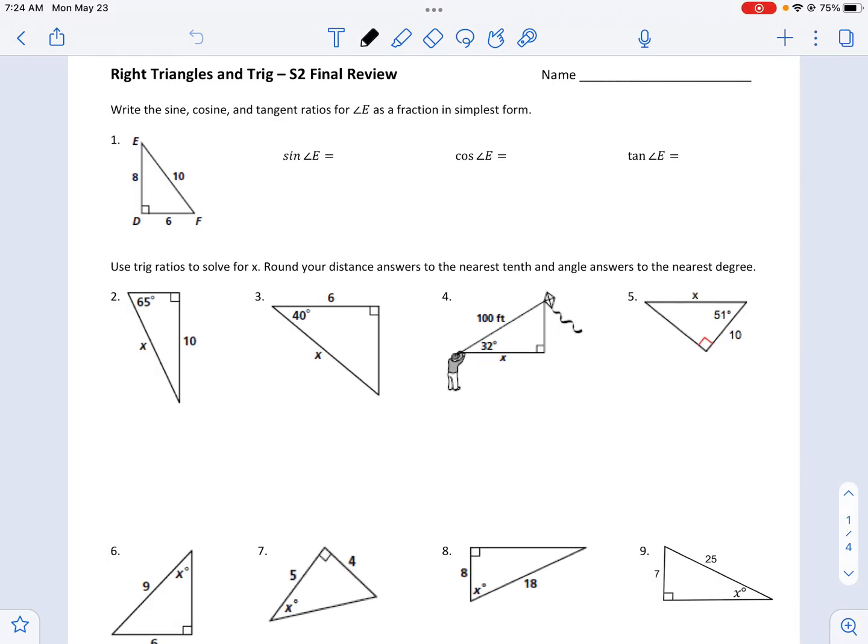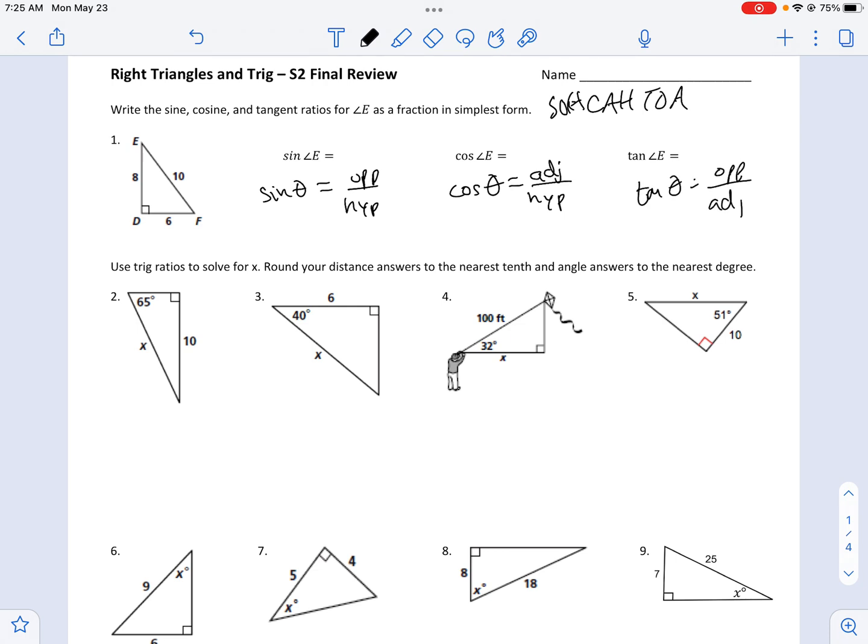Okay, we've got video number 3 today for the final review, right triangles and trig final review. So you need to remember SOHCAHTOA, and that stands for sine theta equals opposite over hypotenuse, cosine theta equals adjacent over hypotenuse, and tangent theta equals opposite over adjacent.